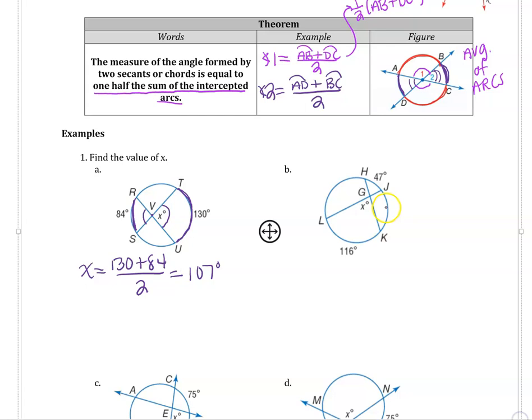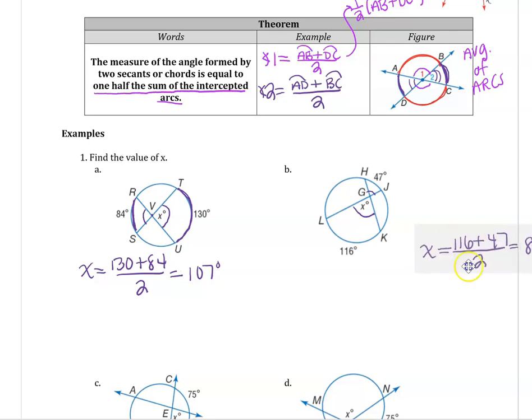Now, if I want the next one, there's angle X, there's its vertical angle. Now is a point where I would say pause the video, see if you can try that one, and then when you're ready, play the video again to reveal the answer. All right, are you ready for the answer? Here it is, 81.5. So you should have added 116 plus 47 divided by 2, 81.5 degrees.